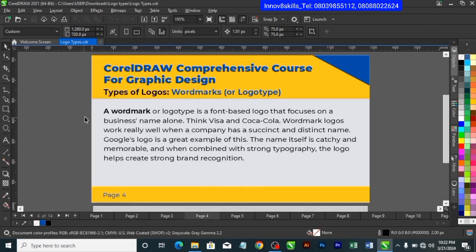So the second one here is the word mark, or logotype. A word mark is a font-based logo that focuses on a business name alone. Businesses will use their name, especially if the name is very short so that customers can remember it easily. But you need a very catchy font. You don't use just any font here; use the one that will actually attract the customers, and make it something that they can remember at all times.